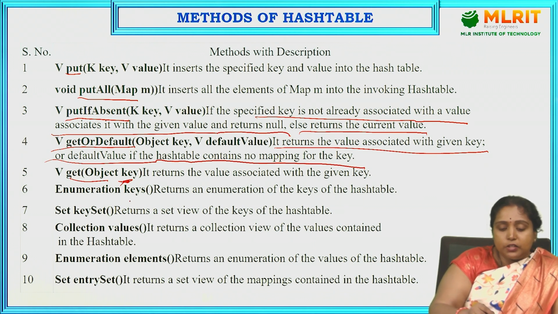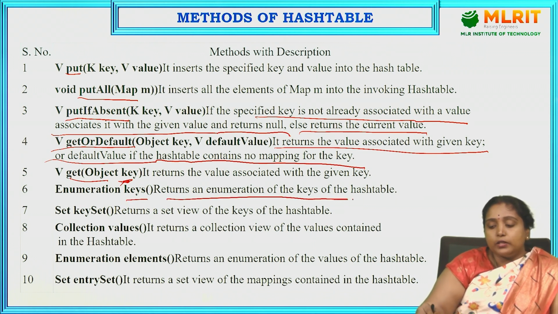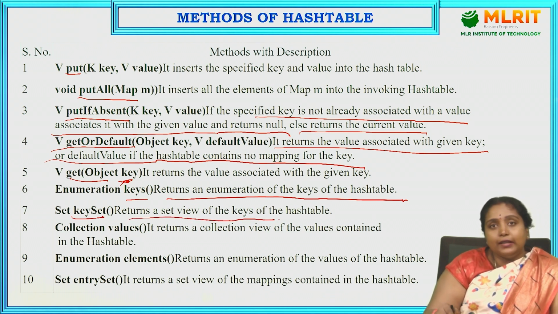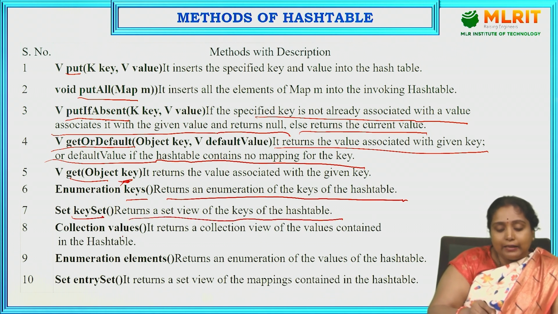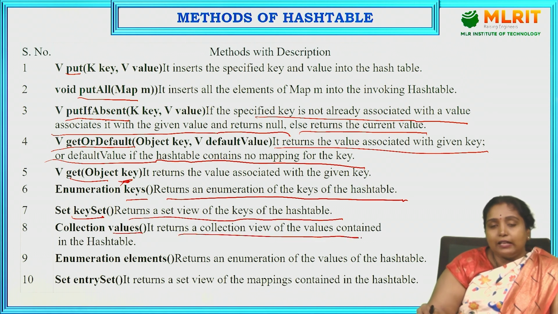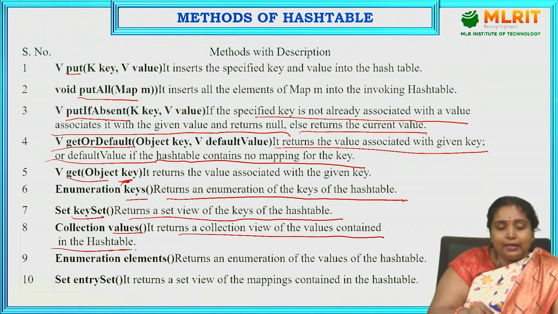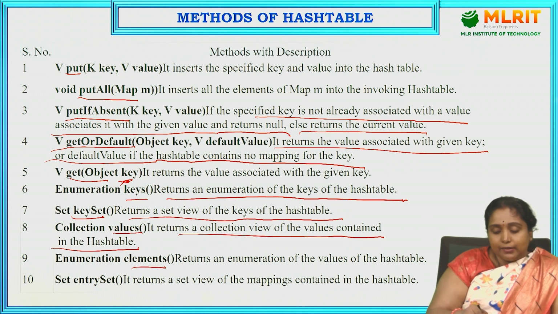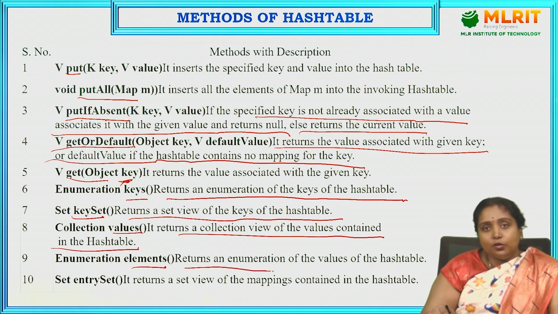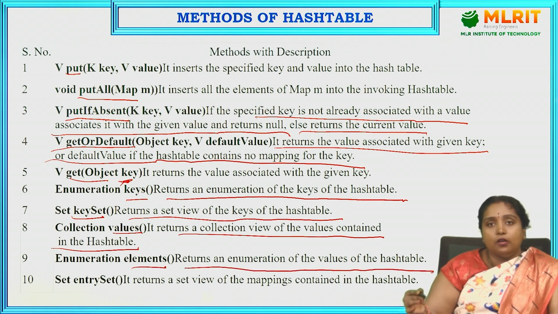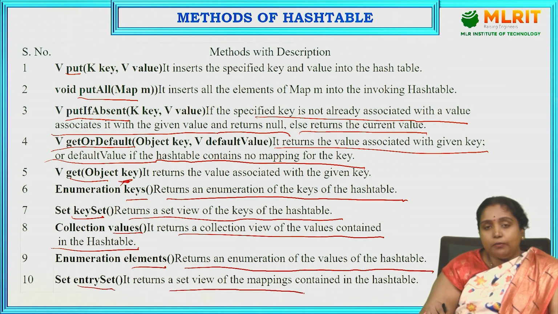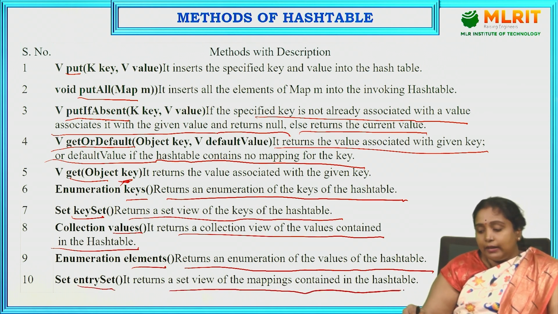And keys returns an enumeration of keys of the hash table. keySet returns a set view of the keys of the hash table. And values returns the collection view of values contained in the hash table, it will return all the values. And elements is a method which returns the enumeration of values of the hash table. entrySet returns the set view of mappings contained in the hash table.